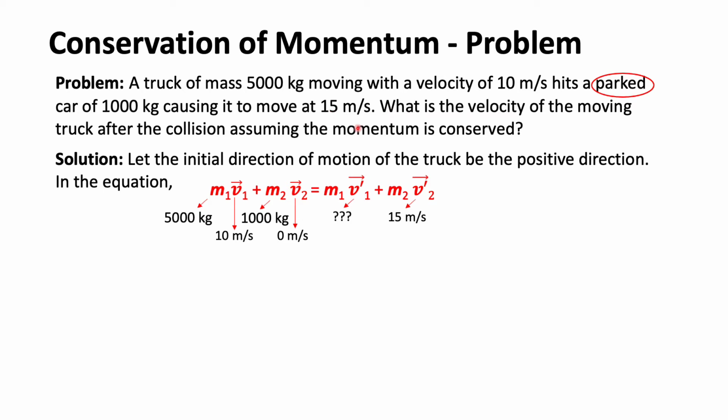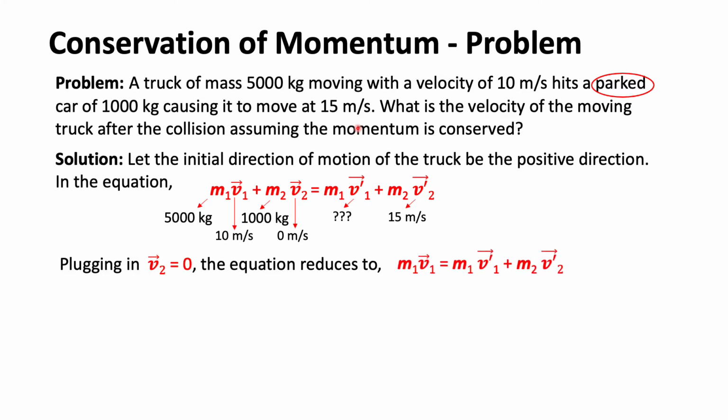So just plug in 0 in this equation and it reduces to m1 v1 equals m1 v1 prime plus m2 v2 prime. So what we have now is a simple equation, and we just subtract m2 v2 prime from both sides, as shown here. This will help us get rid of the last term, and we are left with just this simple expression. Next we divide both sides by m1.